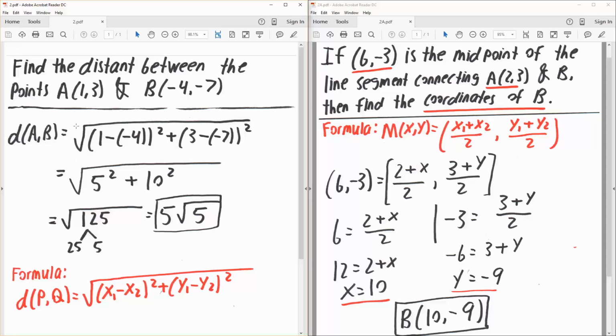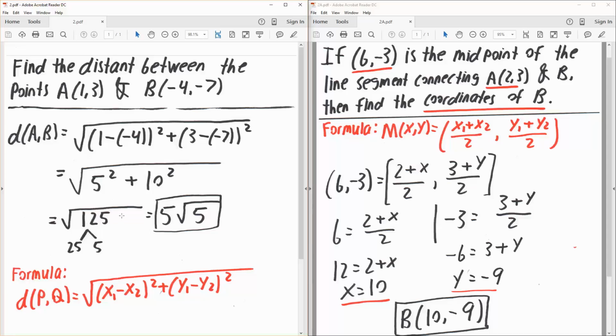And so let's do this. So we have the square root, and we can say x1 is going to be 1 minus parentheses minus 4, and we will square this, plus the y coordinate, so 3 minus parentheses minus 7, and we square it, just like what we did here. So we have 1 plus 4, so 5 squared, 3 plus 7, 10 squared. So we have the square root of 25 plus 100. 25 plus 100 is 125.